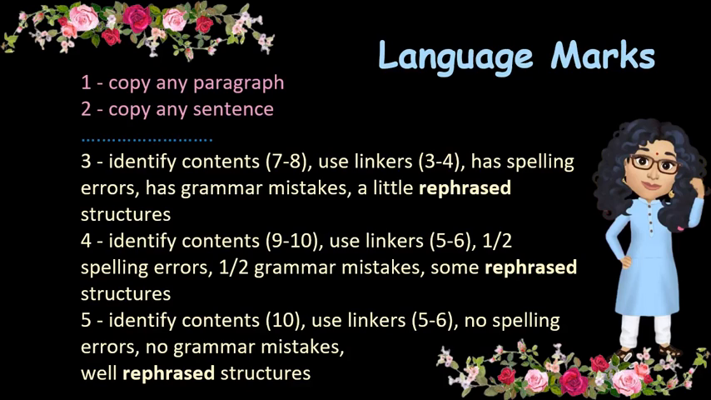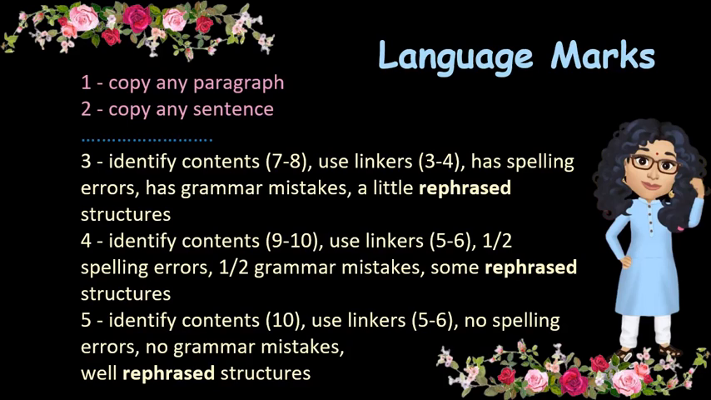Okay, so 4 marks is like you can identify contents about 9 to 10. You use linkers, about 5 to 6. Don't use linkers for all content, like if you give 10 linkers, that's ridiculous. You must have gaps in between. Then it looks pretty, right? And then you have about 1 or 2 spelling errors, 1 or 2 grammar mistakes, and then some rephrasing, maybe 50% like that, or 60%, right?